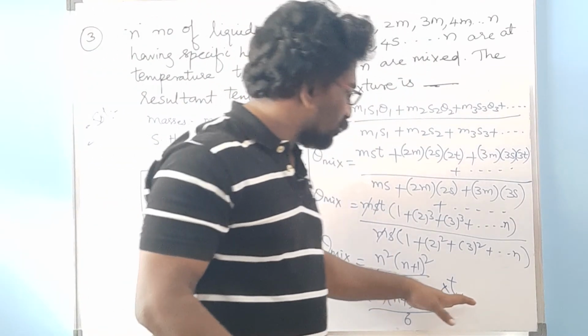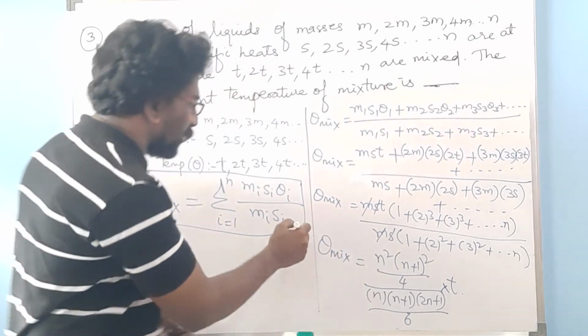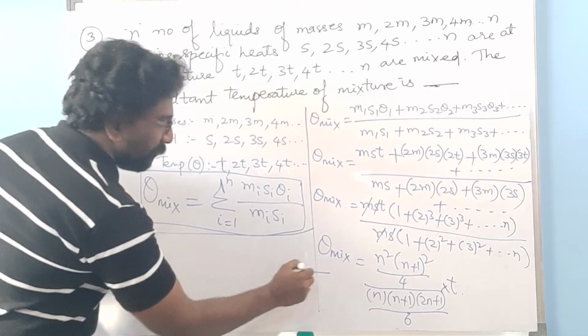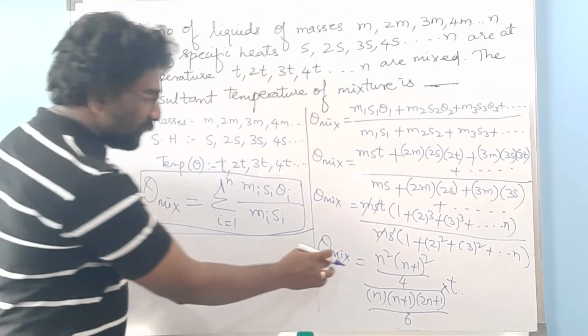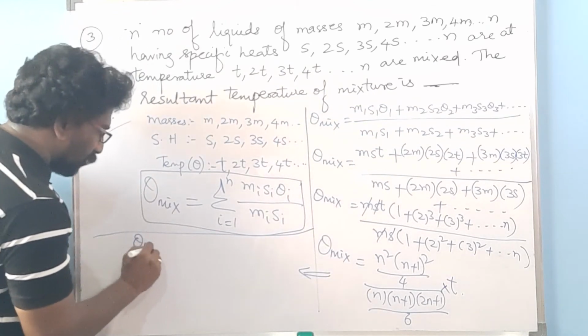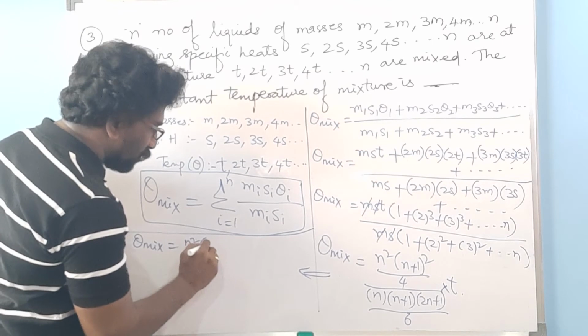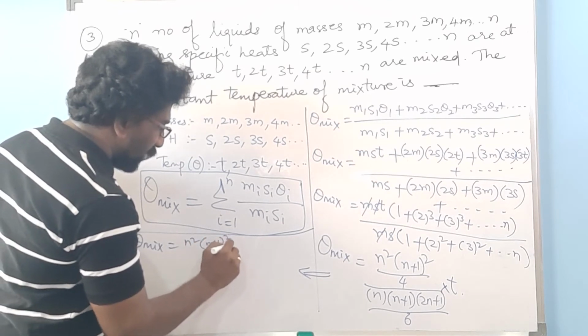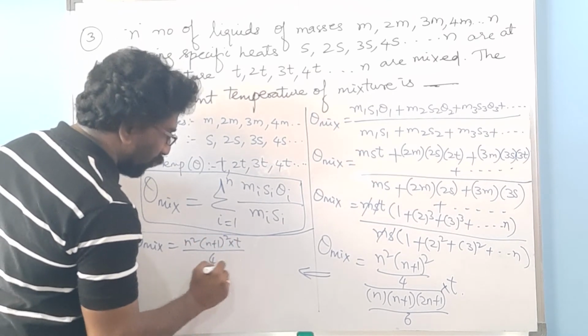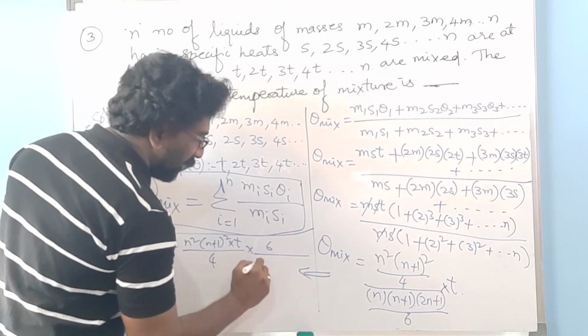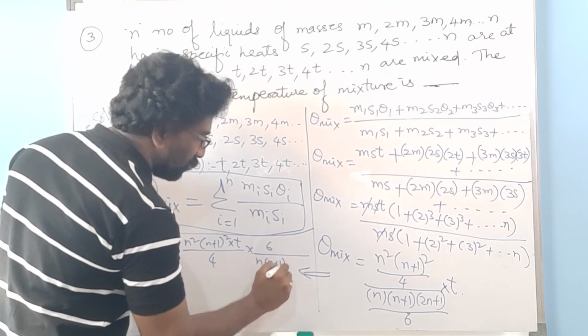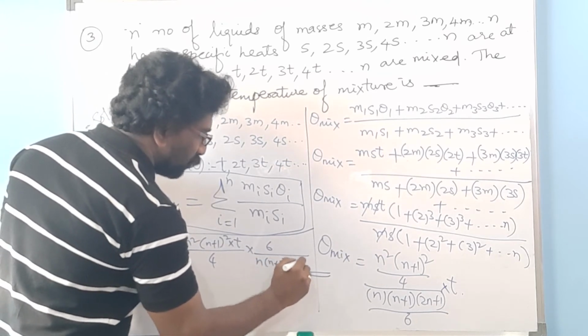Try to write down the solution for this one here itself. I'll try to do the solution here. You can see here the theta mix equal to, it can be written as n square into n plus 1 whole square into t divided by 4 into 6 divided by n into n plus 1 into 2n plus 1.